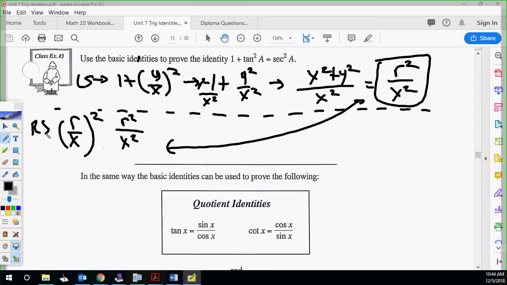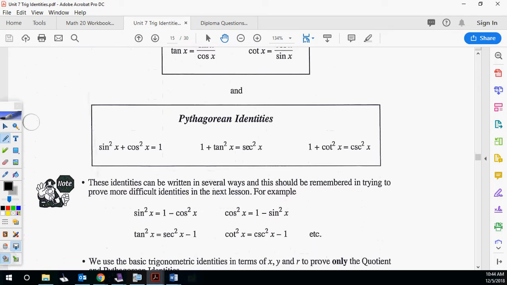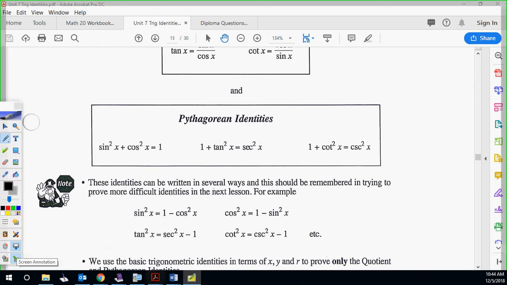Okay. Couple quotient identities again. Tan x is sine over cos. Cotangent is cosine over sine. And then we just did one of the Pythagorean here. We just proved the middle one here. Okay, a couple things to keep in mind, though. Check this out. The Pythagorean comes from a lot of stuff we just did. We proved this one already. I won't talk about this one right now, but it's similar, right?